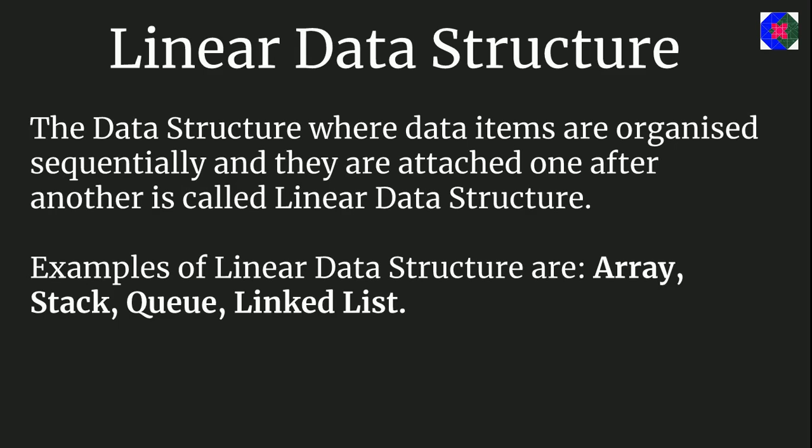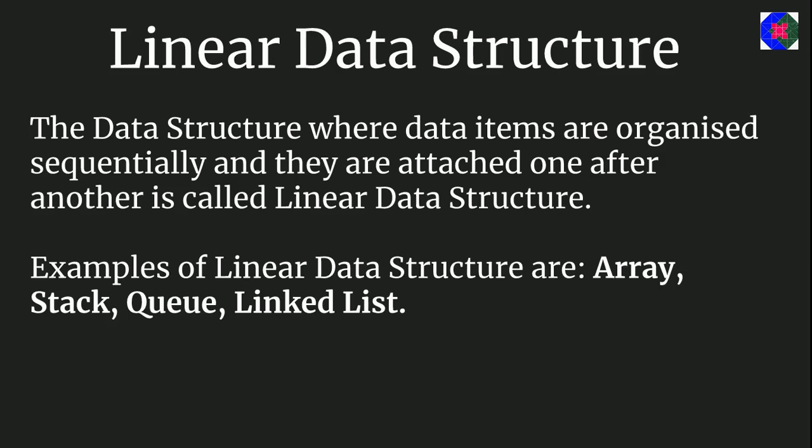The data structure where data items are organized sequentially and they are attached one after another is called a linear data structure. Data elements in a linear data structure are traversed one after the other and only one element can be directly reached while traversing. All the data items in linear data structure can be traversed in single run. Examples of such linear data structures are array, stack, queue, and linked list.